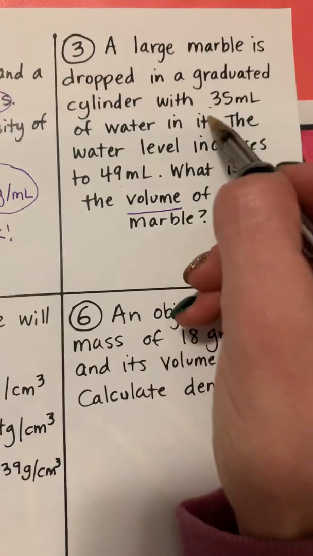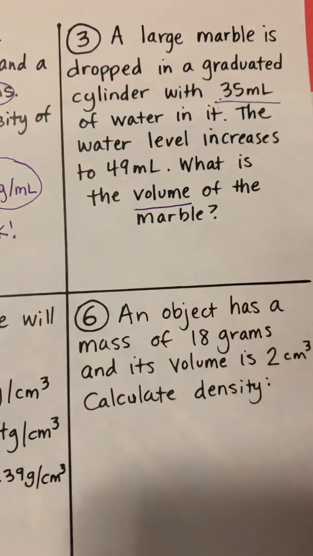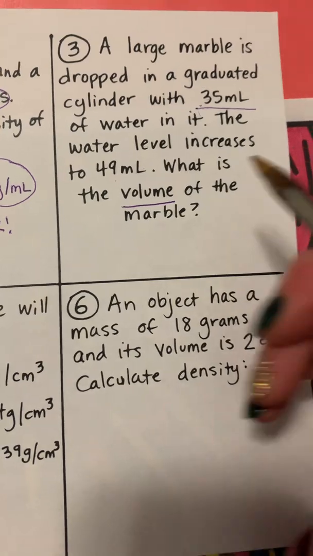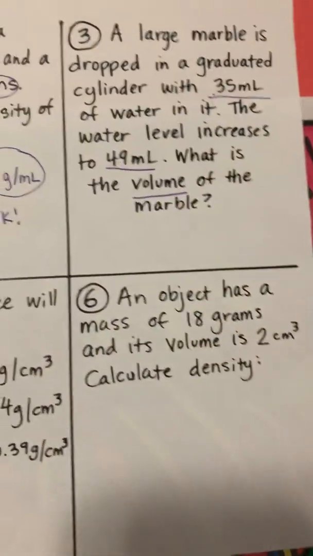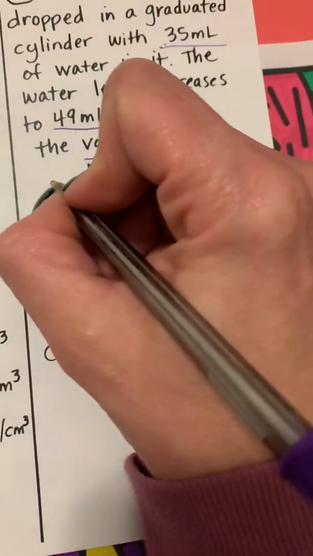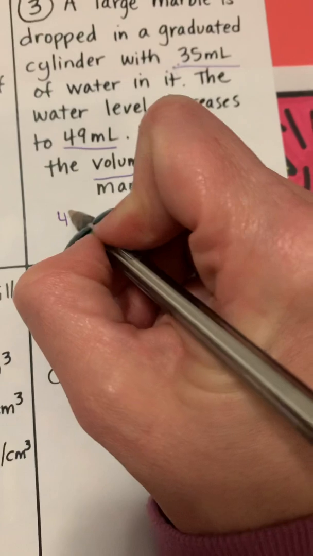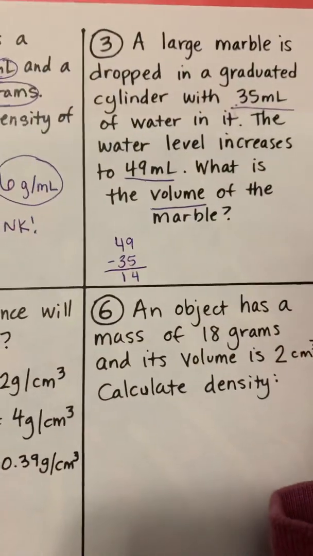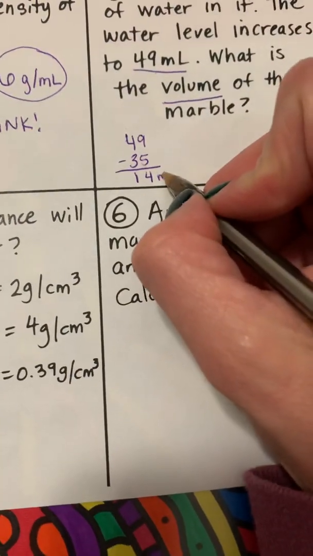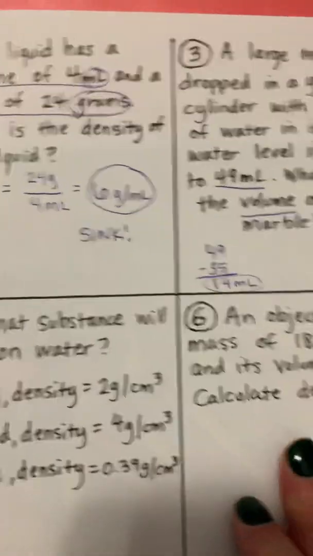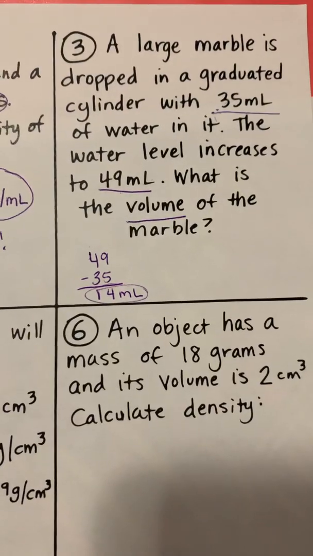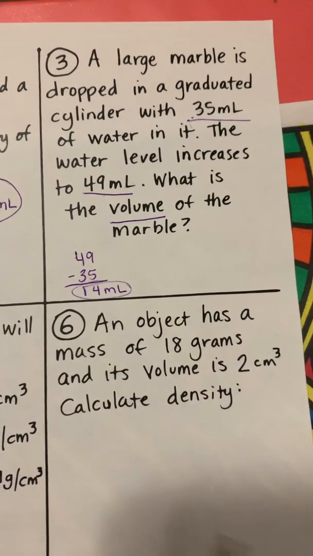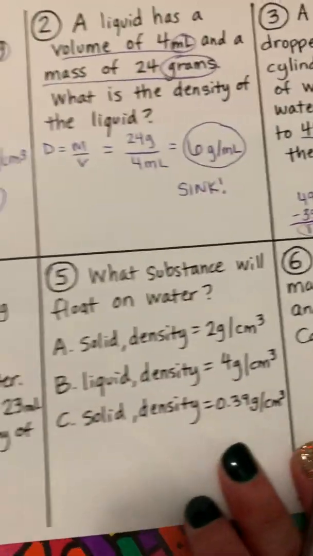So we start off in our graduated cylinder with 35 milliliters. That's our starting level for the water. We drop the marble in, and it increases to 49 milliliters. So we have to get the difference of those. So we have 49 minus 35. So 9 minus 5 is 4. 4 minus 3 is 1. So our volume of the marble is 14 milliliters. Now, if we were able to get a triple beam balance and get the mass of the marble, then we could divide it by the volume, and then we could get the density. But at this point, we don't have those things at home.